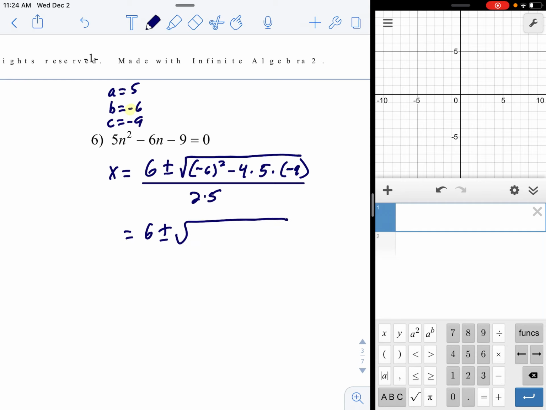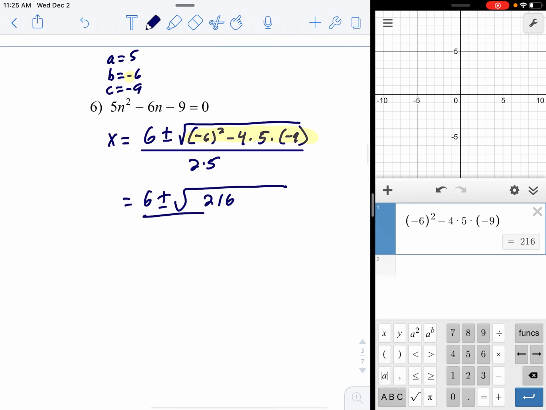So next step, I'm going to type this whole business into my calculator. Parentheses and all. Negative 6 squared. Got to put the 6 in there. Squared minus 4 times 5 times negative 9. 216. All over 2 times 5. 2 times 5, of course, is 10.